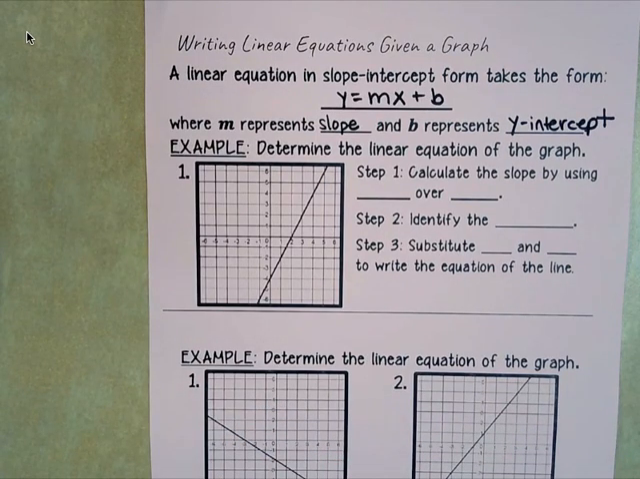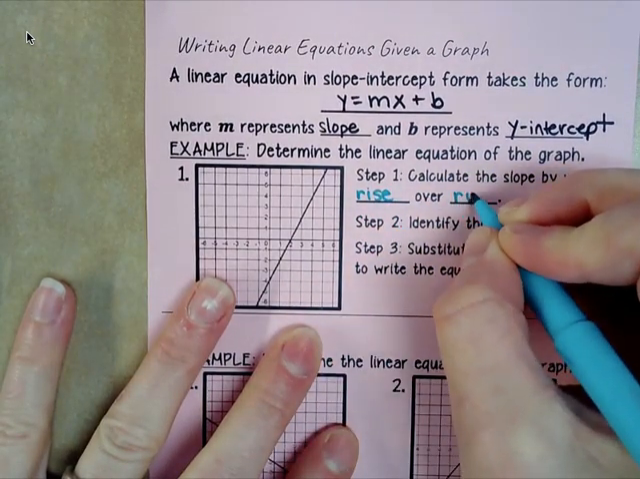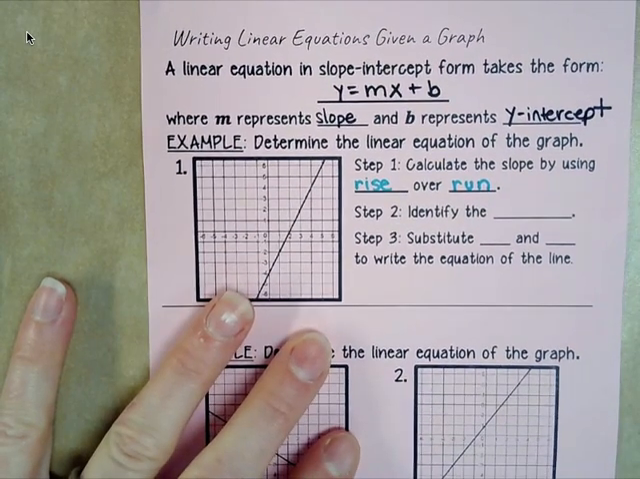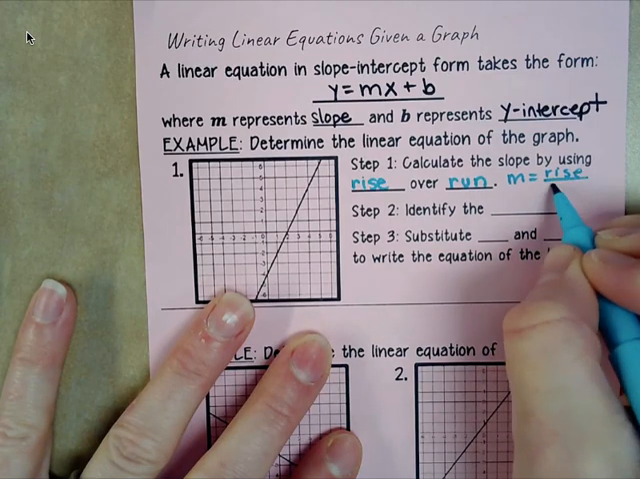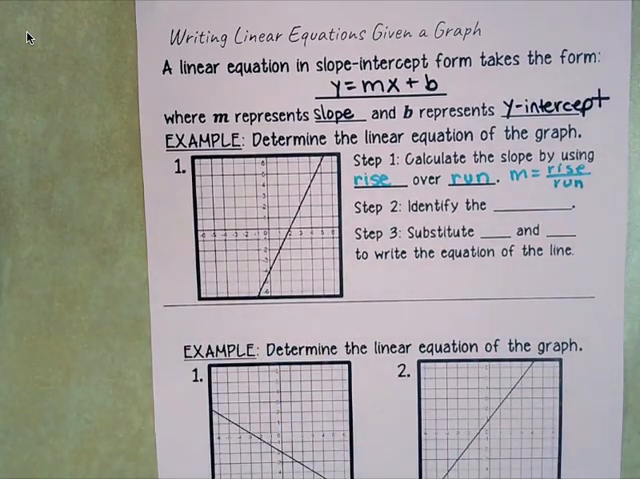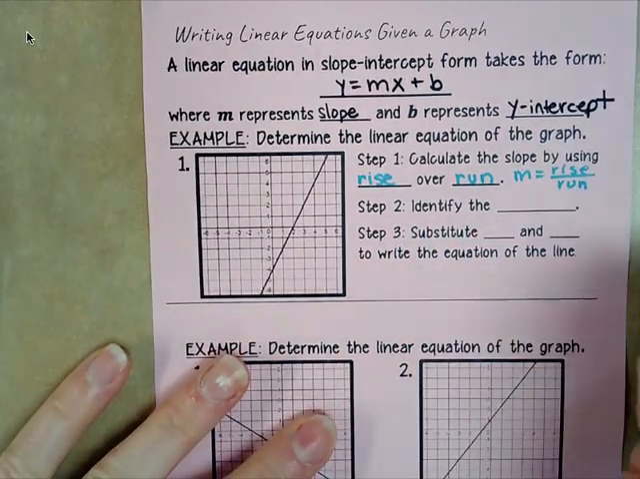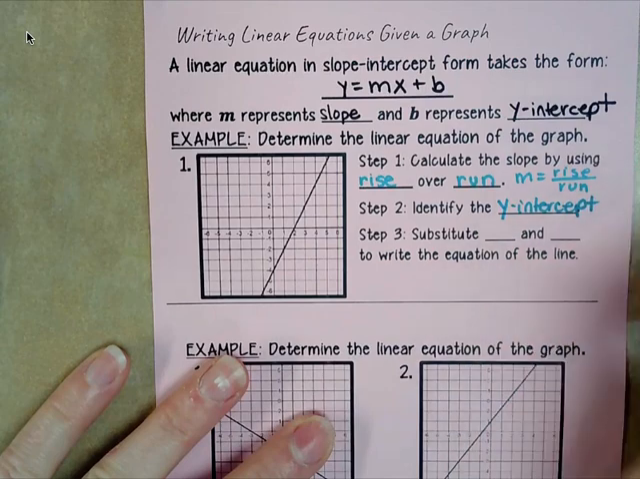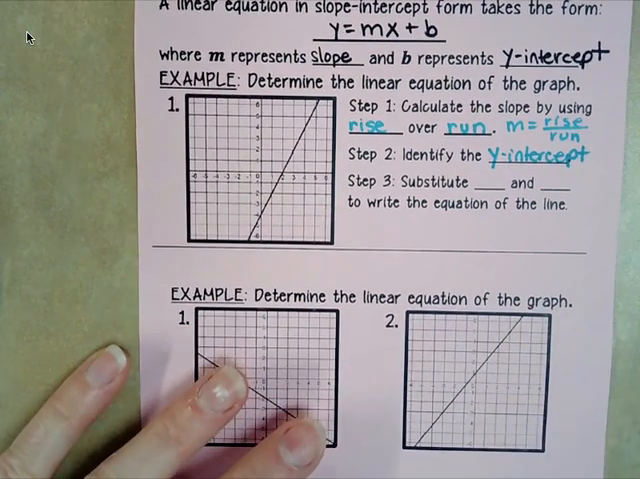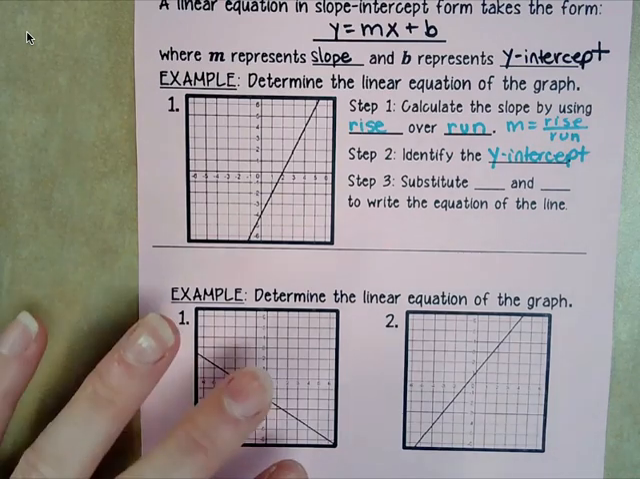Step 1, calculate the slope by using rise over run. So remember, it's m equals rise over run. Step 2, identify the y-intercept. Once you find both of those pieces, you substitute in m and b into the equation.